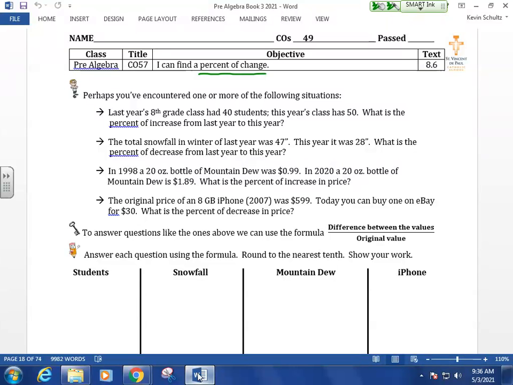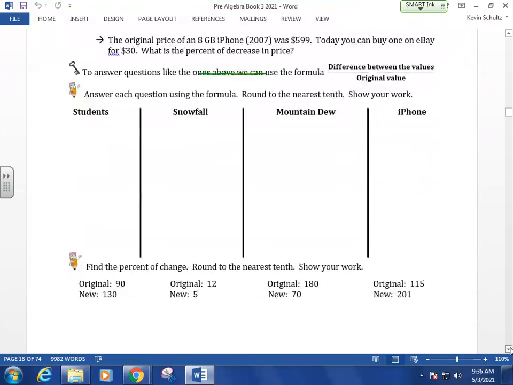Okay, so going through these four situations, let's take a look at what that entails. For the students, the formula that we're going to work with here is the difference between the values divided by the original value. Difference, of course, is a word that means what in math? What operation does difference mean? Not division. Seems like it should, right? Both start with DI, but not division. Subtraction. So difference means subtraction.